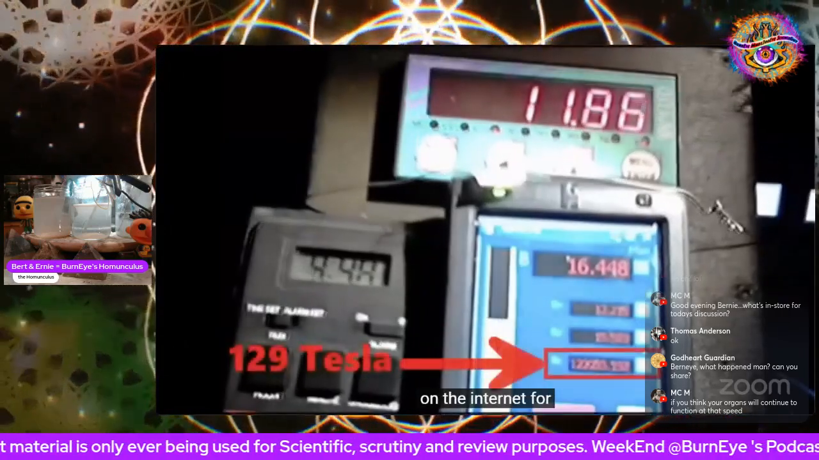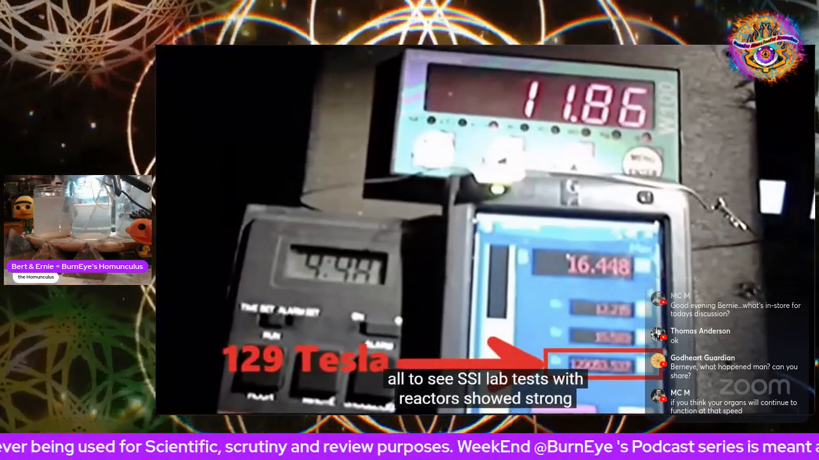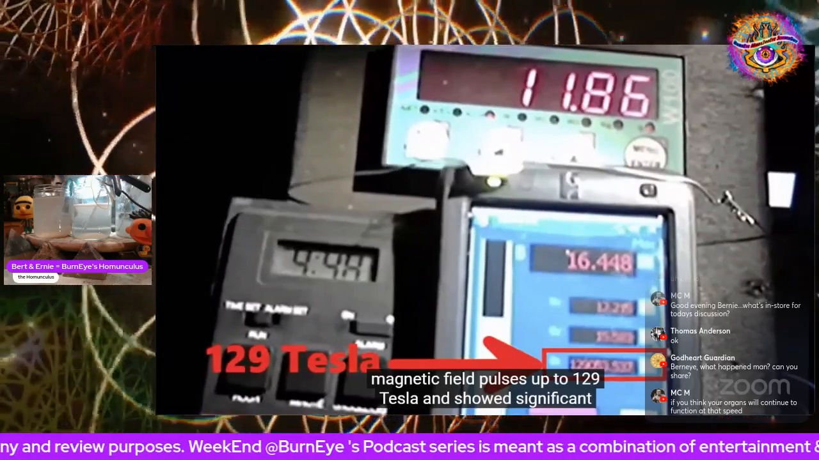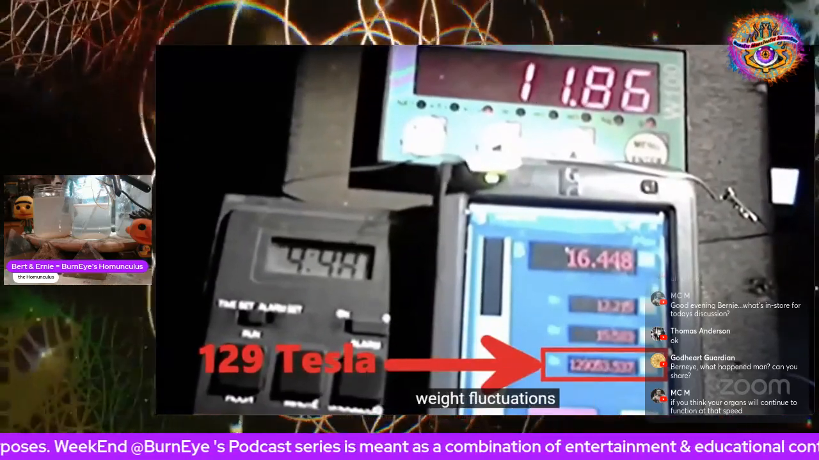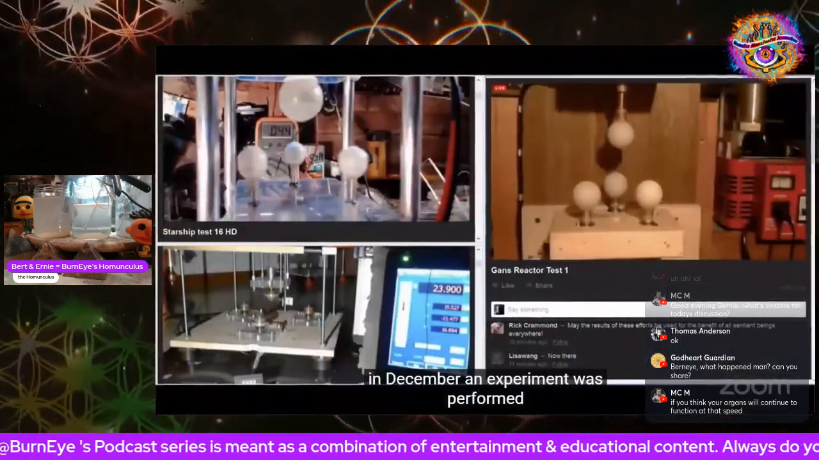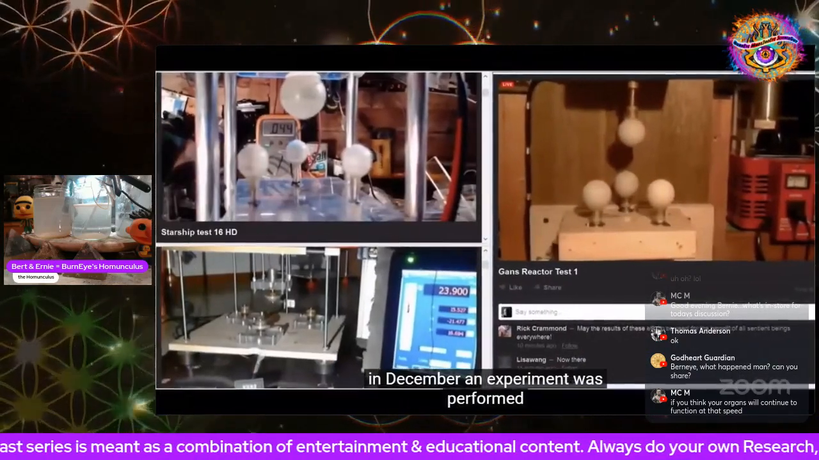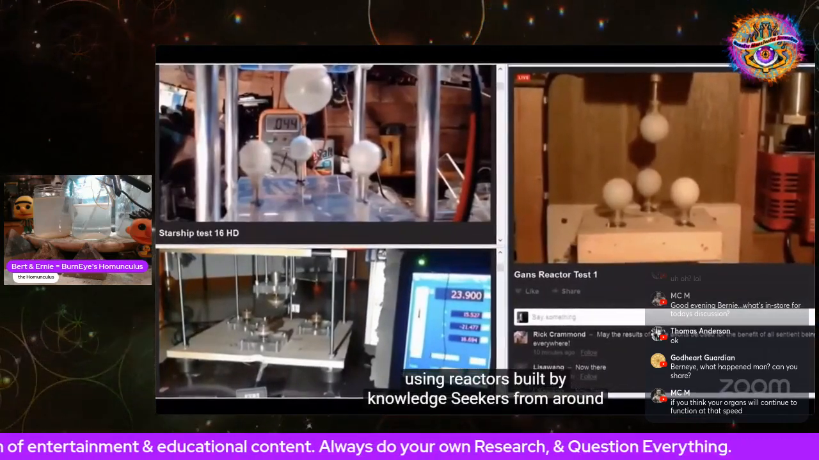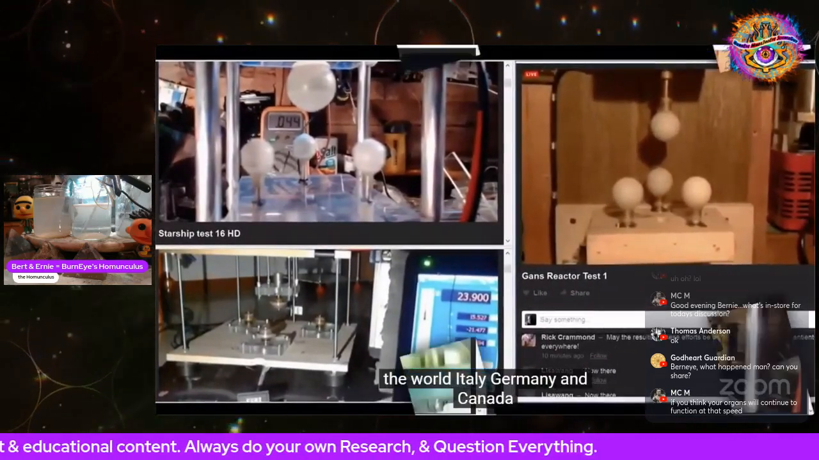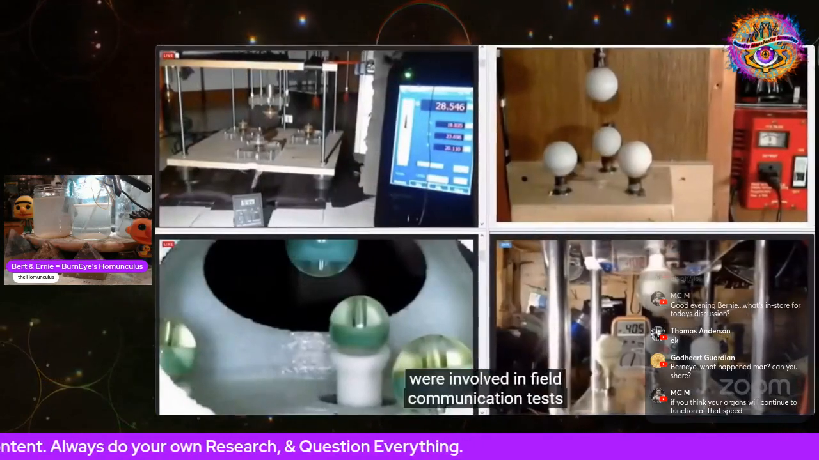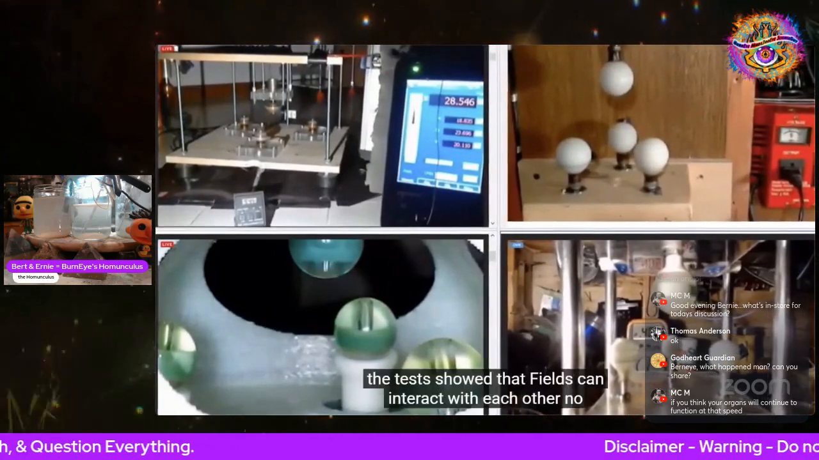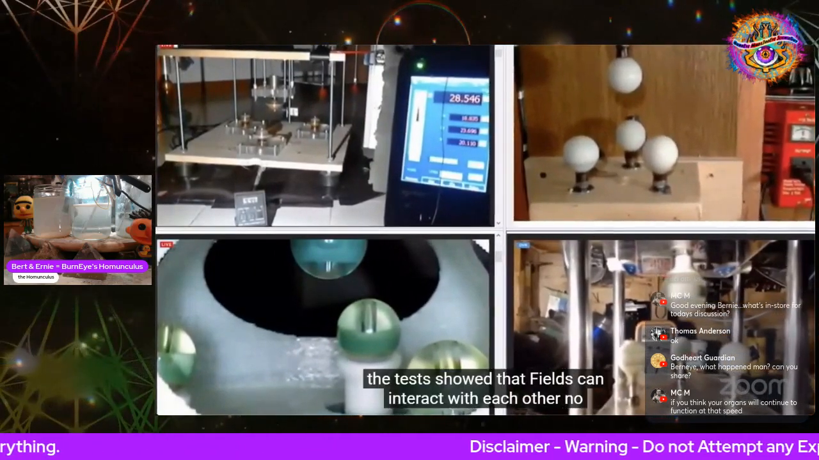SSI lab tests with reactors showed strong magnetic field pulses up to 129 Tesla and showed significant weight fluctuations. In December, an experiment was performed using reactors built by knowledge seekers from around the world. Italy, Germany, and Canada were involved in field communication tests. The tests showed that fields can interact with each other no matter the distance or time, resulting in instant communication.